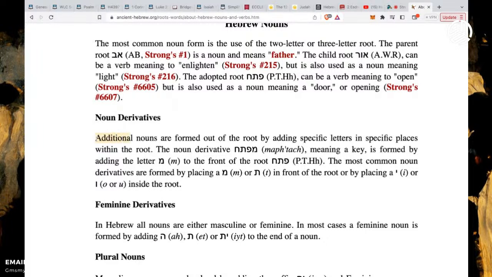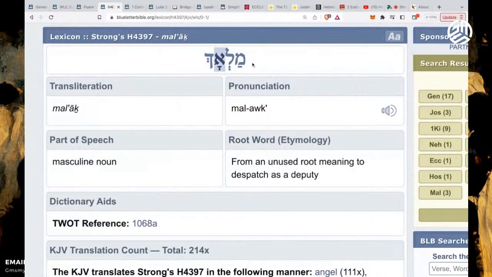It says additional nouns are formed out of the root by adding specific letters in specific places within the root. Okay. And then it gives examples. So again, this is an example here. It gives an example here, but we're going to look at this. We're just going in the spirit right now. This is an example.